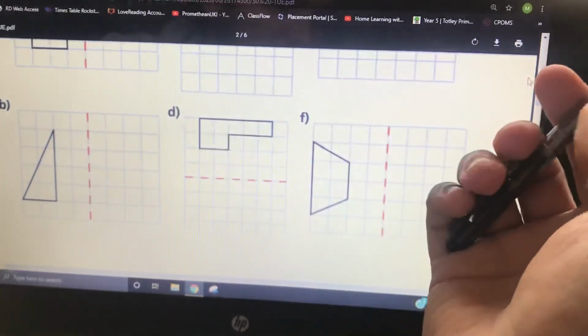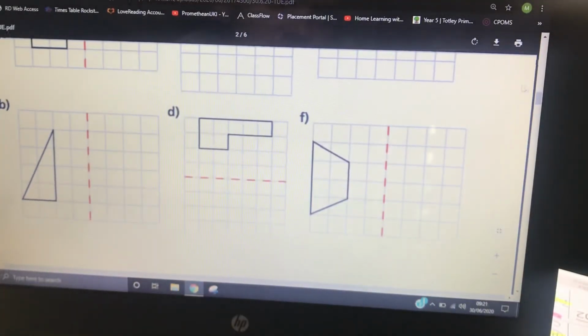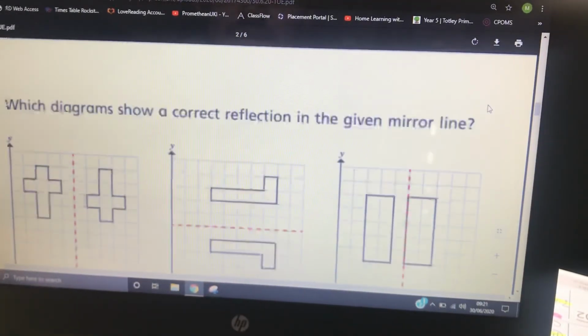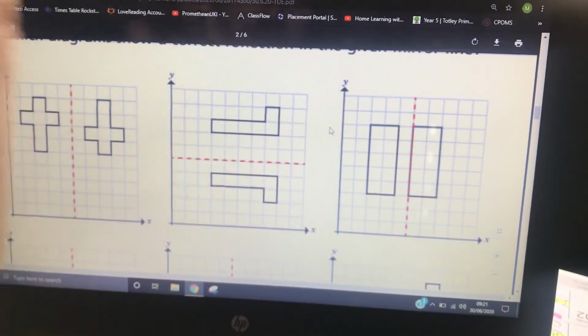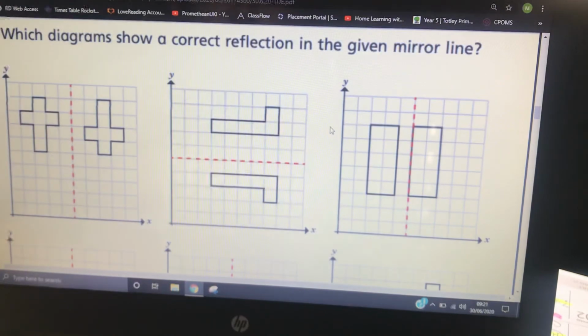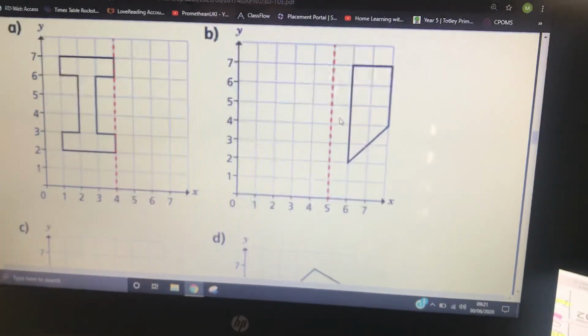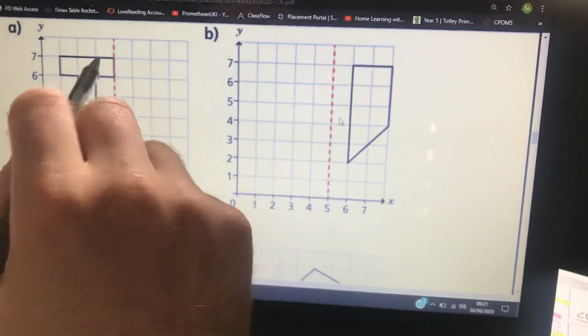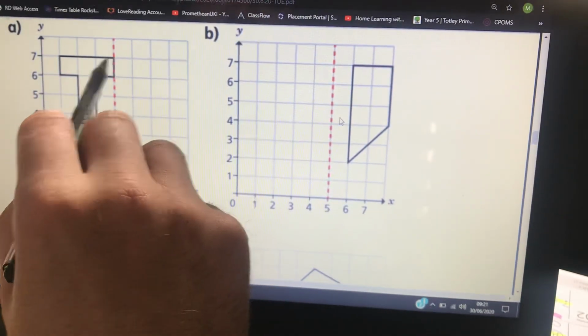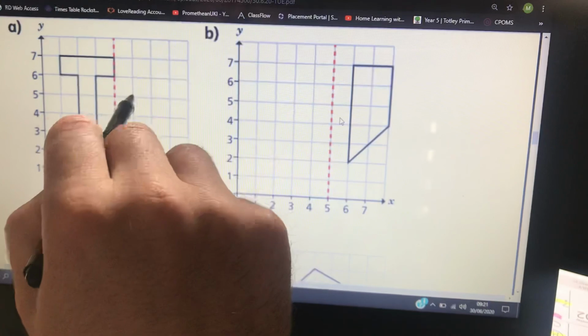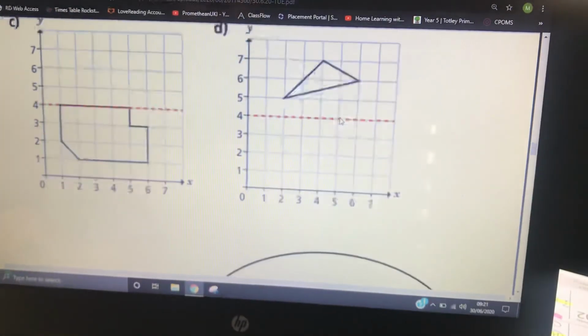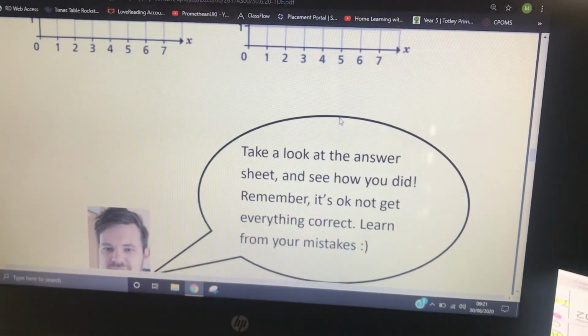So it's a counting activity. Reflection is pretty much counting squares, okay? And then it moves on to spotting which ones are the correct reflection. Remember what happens when you reflect and look where the reflection lines are, okay? And then you've got these ones. Now the counting task is really important for things like this, okay? You've got to be spot on with it. And then when you're done, check your answers. Enjoy.